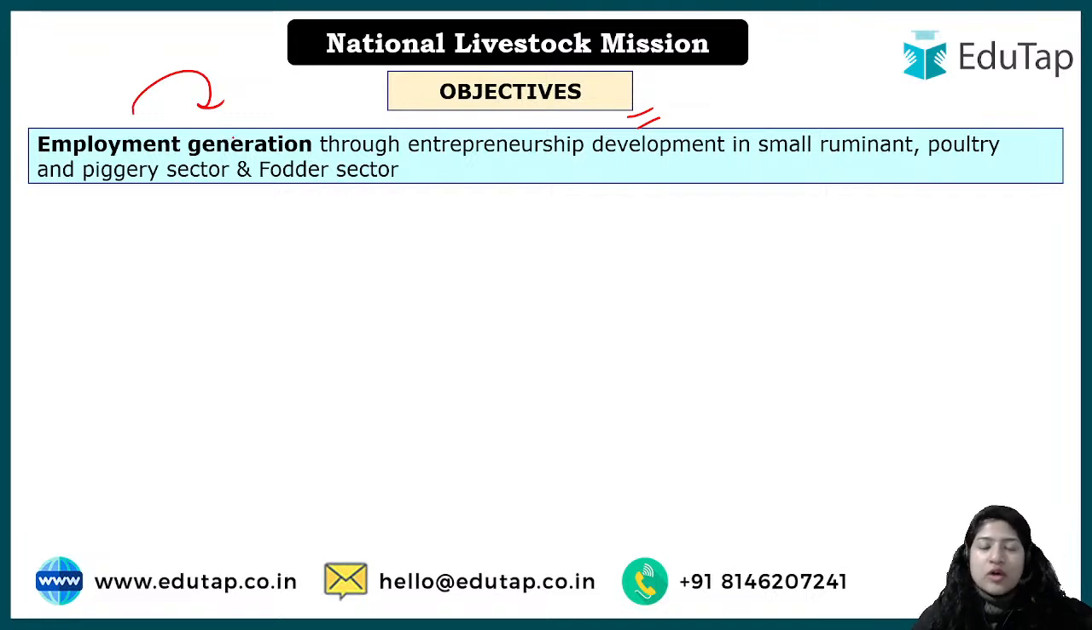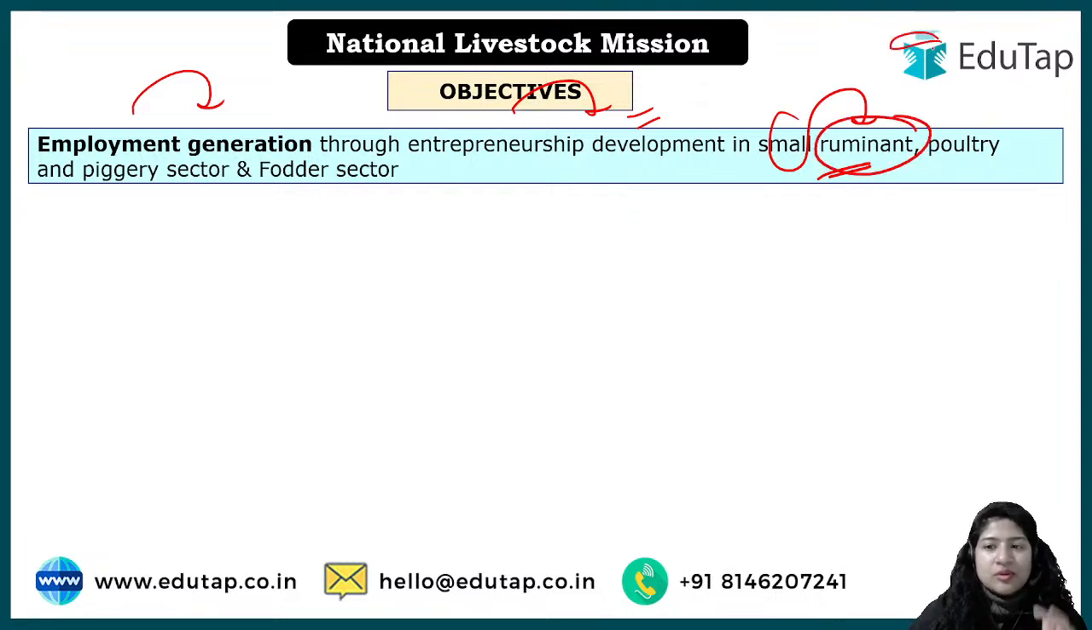When we focus more and do more research and development, R&D, in the livestock sector, definitely more people will get attracted towards it, and this will increase entrepreneurship development in small ruminants. What are small ruminants? Ruminants are animals with a special gut, the ones which have 4 chambers in the stomach.